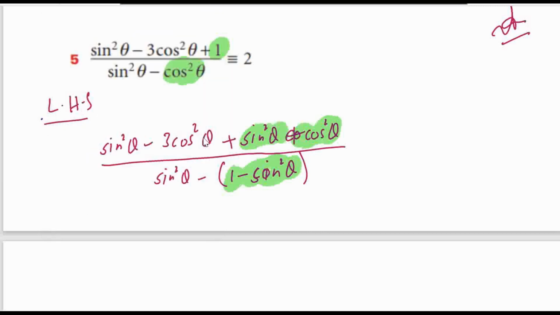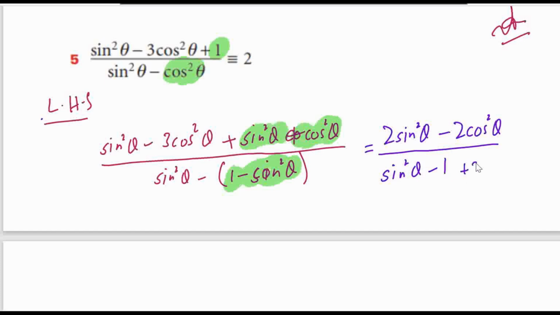Now let's move to the next point. These two are the like terms. Sine squared theta plus sine squared theta will be equals to 2 sine squared theta. And minus 3 cos squared theta and plus cos squared theta will be equals to minus 2 cos squared theta, whole divided by sine squared theta minus 1 plus sine squared theta.